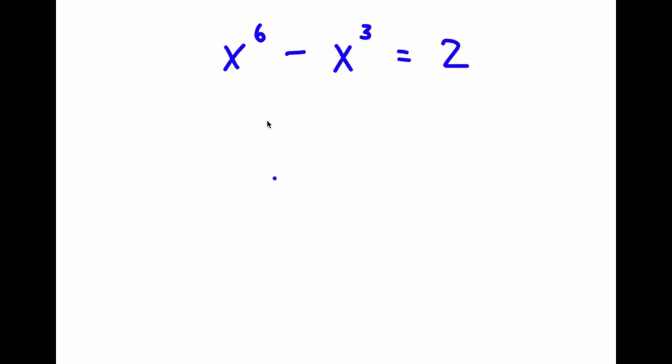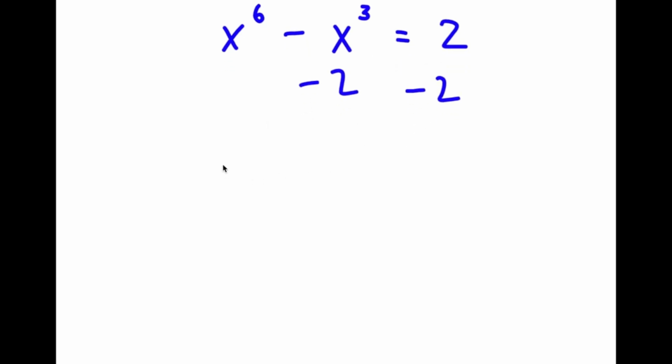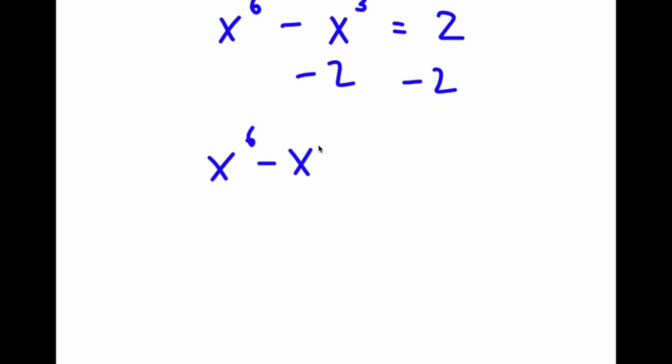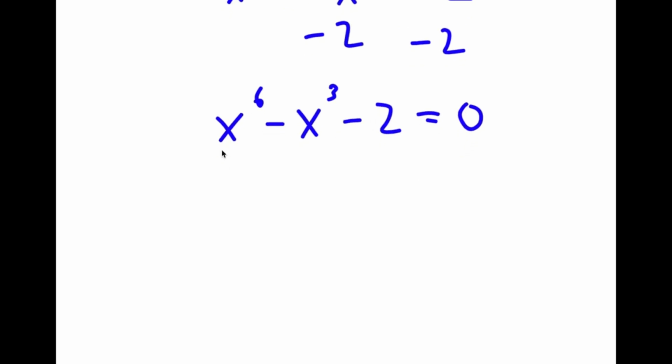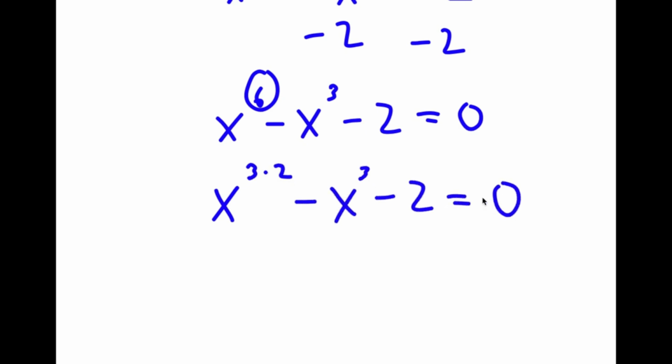Alright, so in this problem, I have x to the power of 6 minus x to the power of 3 is equal to 2. So I'm going to first start by subtracting 2 on both sides. So now I have x to the power of 6 minus x to the power of 3 minus 2 is equal to 0. Now I'm going to rewrite 6 here as 3 times 2. So now I have x to the power of 3 times 2 minus x to the power of 3 minus 2 is equal to 0.